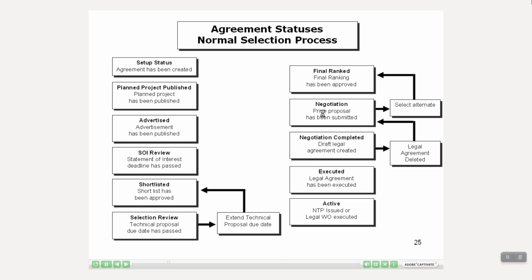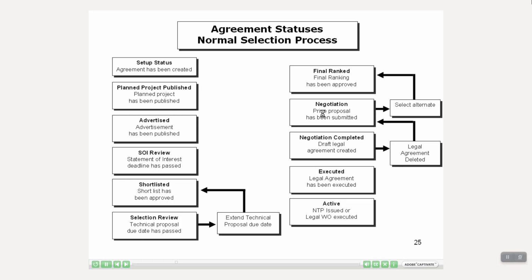The next status is plan project published, once the plan project has been published. Once the advertisement has been published, the status will change to advertised. Once the statements of interest deadline has passed, the status will change to SOI review. And once the shortlist has been approved, the agreement status will change to shortlisted. This is where consultants will first come in and see that agreement status.